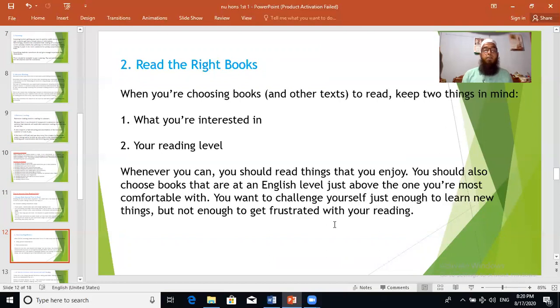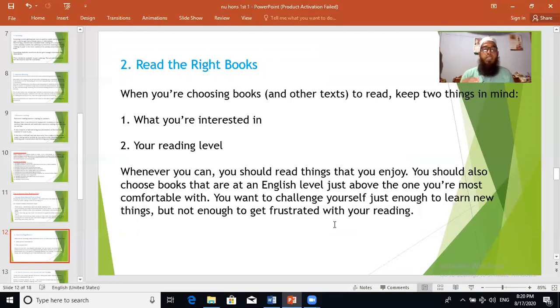What is the meaning here? The meaning is that you have to choose a book that you are interested in. If you don't find any interest in the book, you will not like to read it. Another thing you need to keep in mind is the level; you should maintain the level. The book should not be so easy for you that you know everything in it. If you read the book again and again, you cannot gather anything new from it.